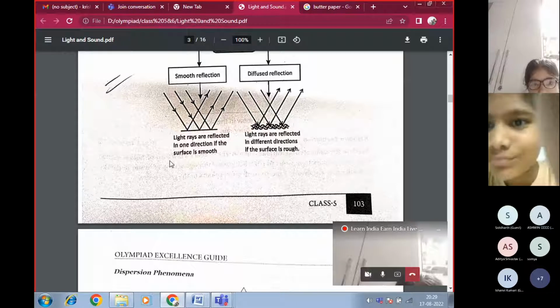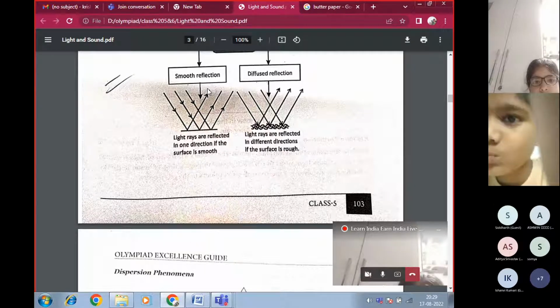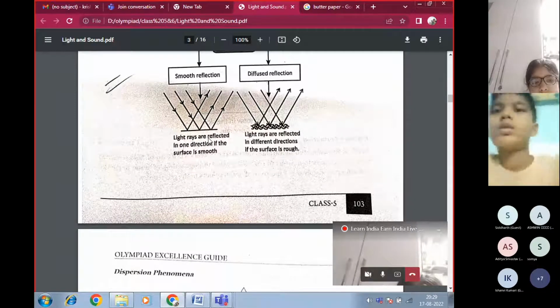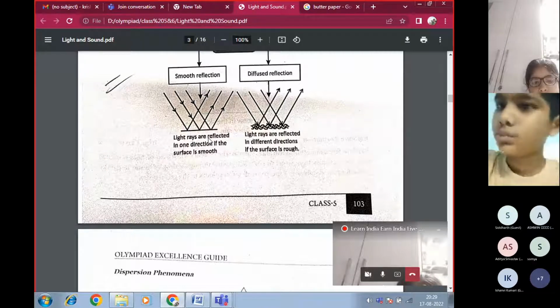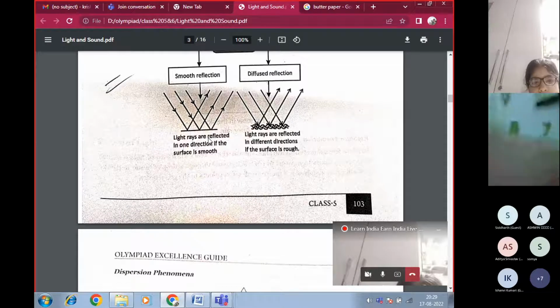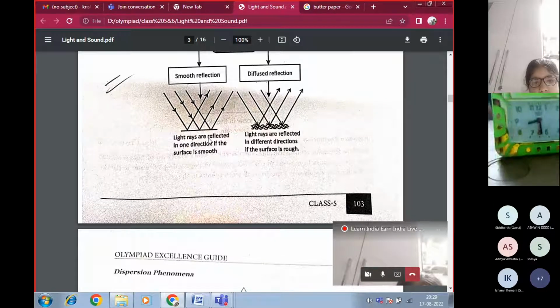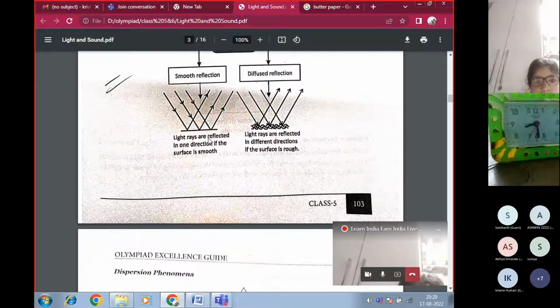And depending upon the surface, it can be a smooth reflection or a diffuse reflection. If the surface is smooth, for example, there is a plain wall, no cracks, it is fully flat, so the surface is smooth. And what happens?